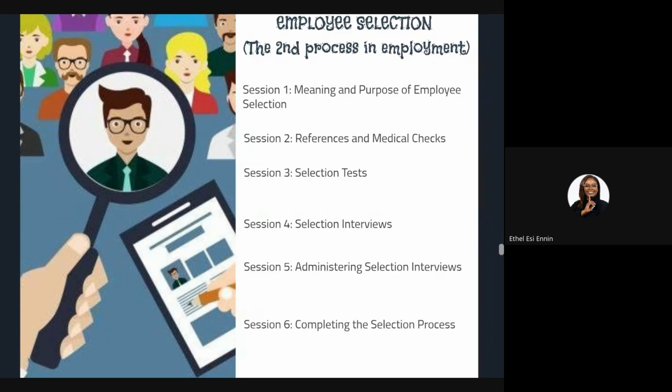Okay, let's move on. We'll move on to the references and medical checks. All of this is part of the employee selection process, so let's take note of that. We've seen that they write a letter of application and they also fill application forms. There is also, from Section 2 that we are about to read, references and then medical checks as well. All right, can we continue?